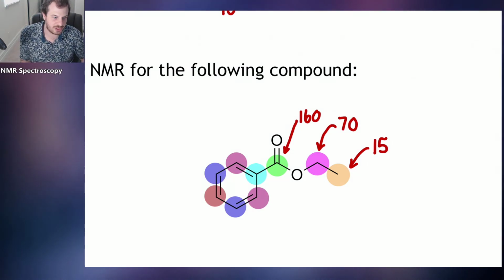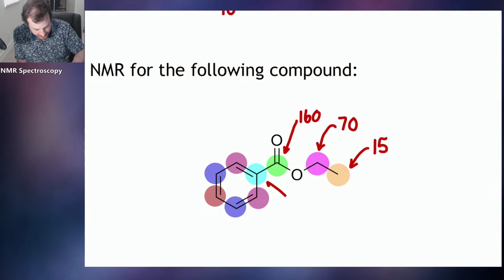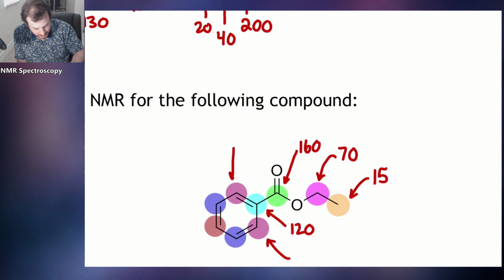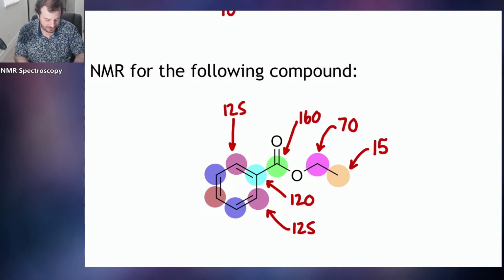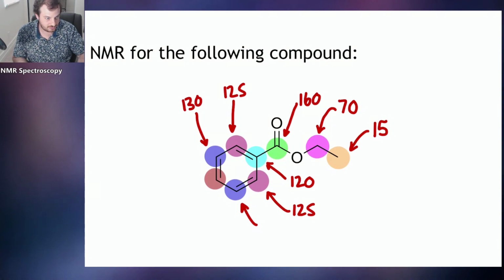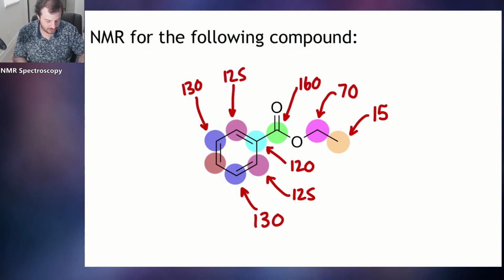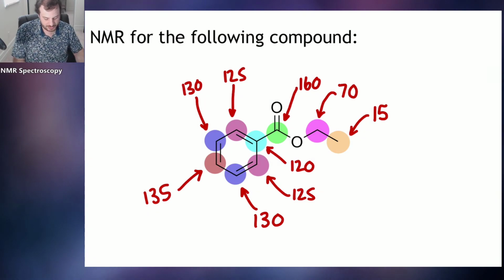Okay, now we have a bunch of carbons that are part of a benzene ring. Those show up between 120 and 140. So why don't we make this one 120? We'll make the purple ones 125. Just make them a little bit different. They're all in that range. The blue ones, we'll make those 130. And the red one, we'll make that 135. Doesn't matter. As long as it's all between 120 and 140, I'll give you full credit.